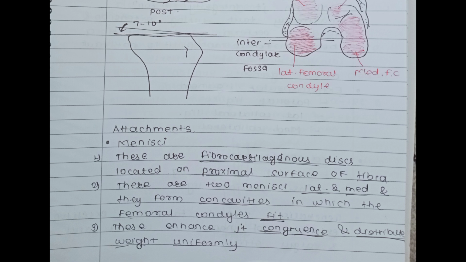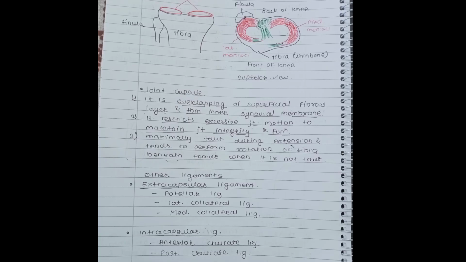For the attachments, the menisci are present over the proximal surface of the tibia. There are two menisci, lateral and medial, and they form the concavities for the femoral condyle to fit. It provides joint congruency and uniform distribution of weight. Here you can see the diagram of the menisci.